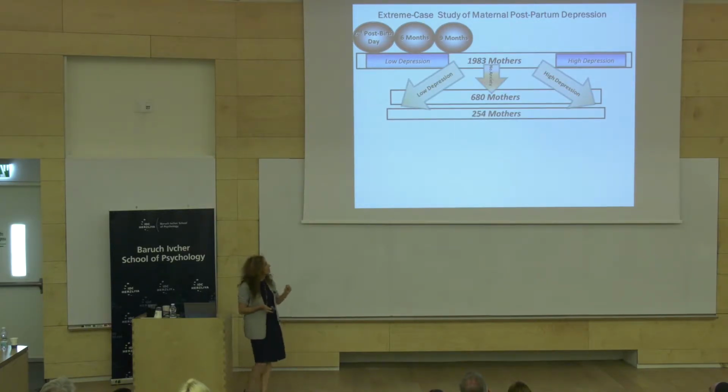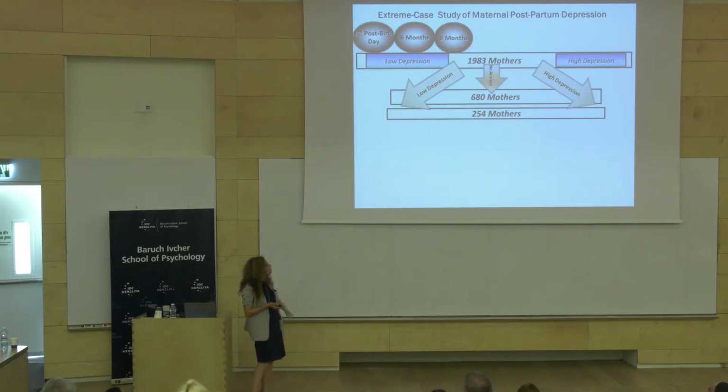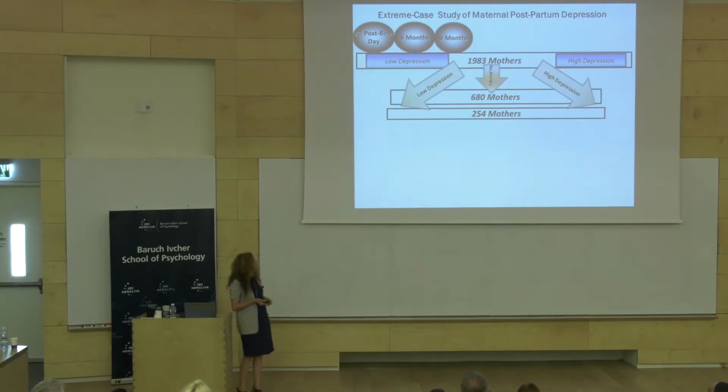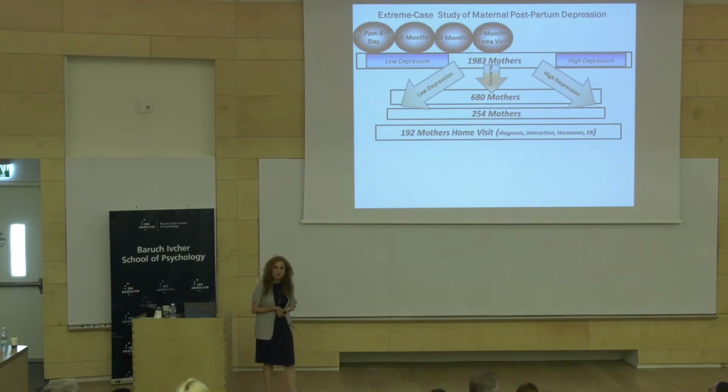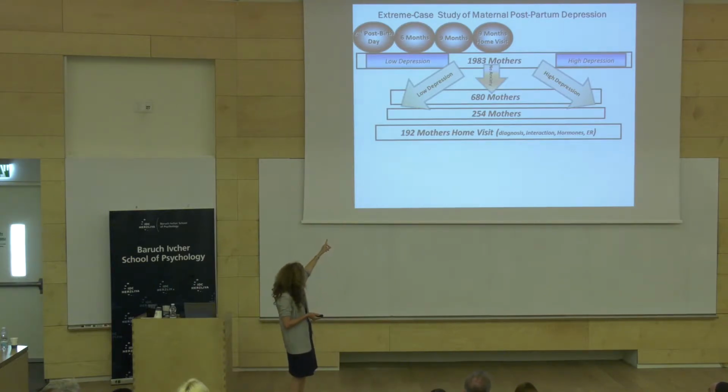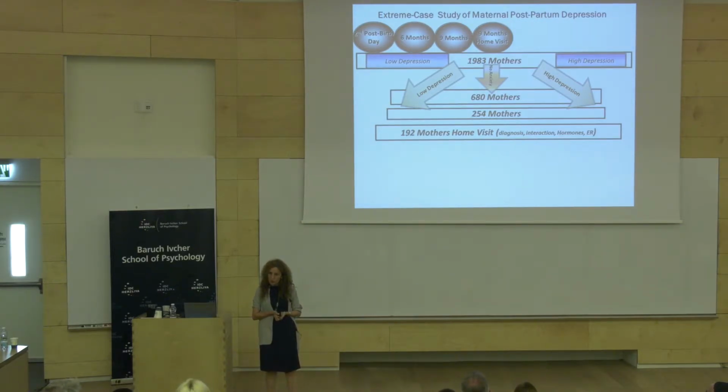At 9 months, we did the same. 254 mothers, using only those in the lower quartile and those in the higher quartile of depression, and excluding those with high anxiety. And of the 254 mothers, we called them all, and we went to visit the homes of 192 mothers. At the home visit, we did a clinical diagnosis of those mothers who were clinically depressed, and we observed the mother-child interaction, we collected hormones, etc.